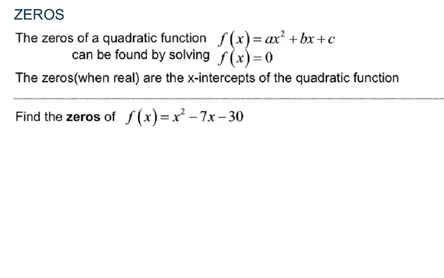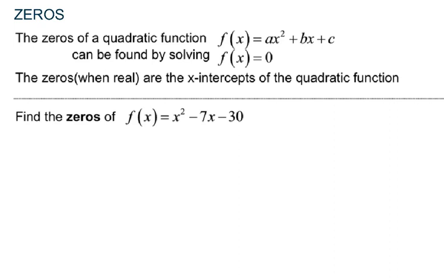Welcome. In this video, we're going to talk about zeros. So we should already know what the term zeros means. Essentially, a zero is just the points where a function is crossing the x-axis. So zeros represent where the x-intercepts would occur on the graph.